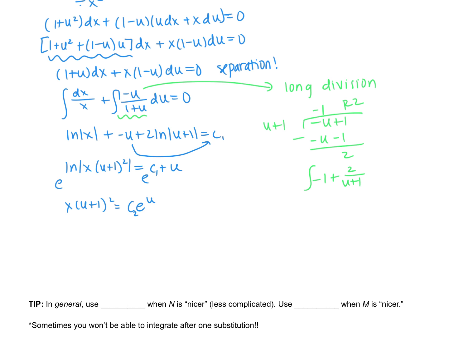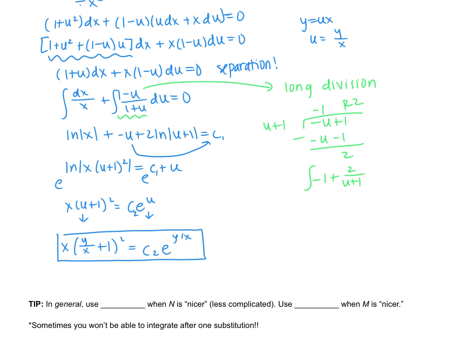Okay, so then remember, we've solved, but we need y in our equation, not u. So if we remember, we made y be equal to ux, so u then is y over x. So I'm now going to replace these u's. So this gives me x, y over x add 1 quantity squared is equal to c2 e to the y over x. Now, you can probably tell that we're not going to be able to express this explicitly. We're only going to end up with an implicit solution. So it is perfectly fine to leave your solution like that.